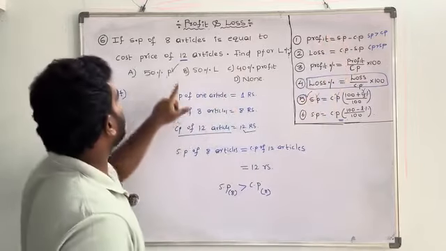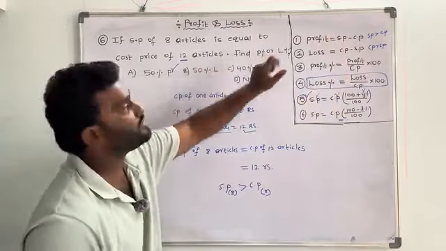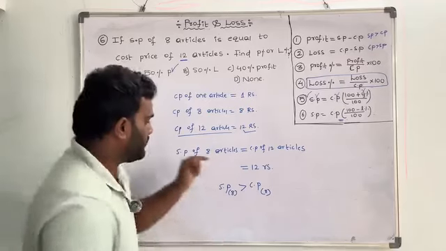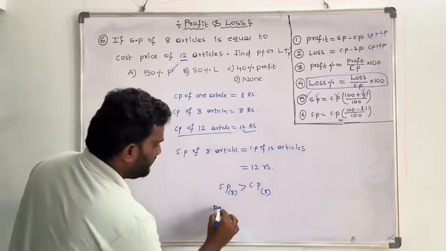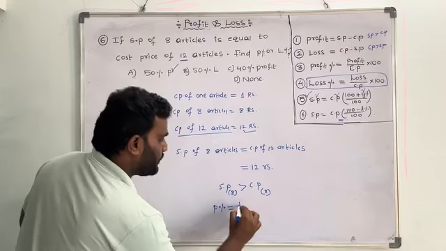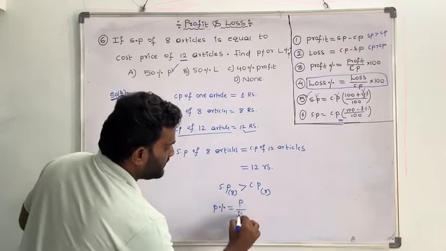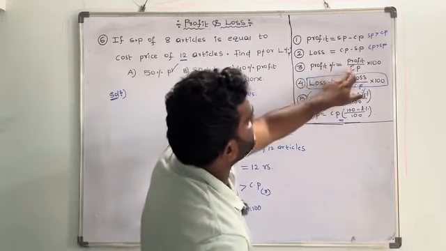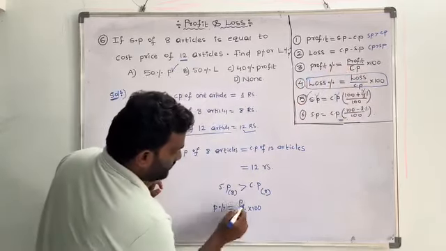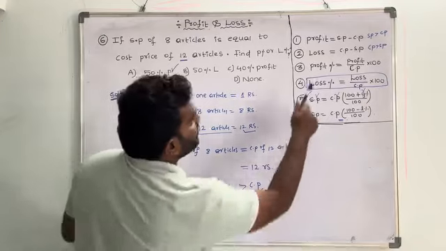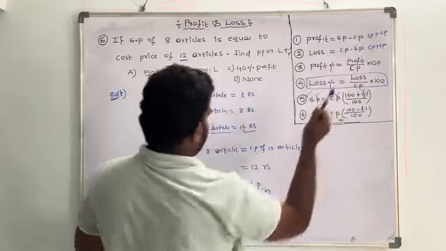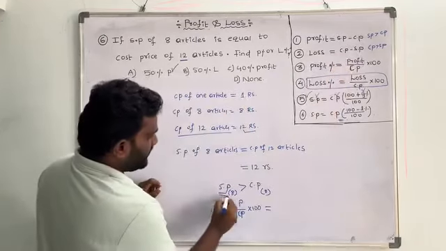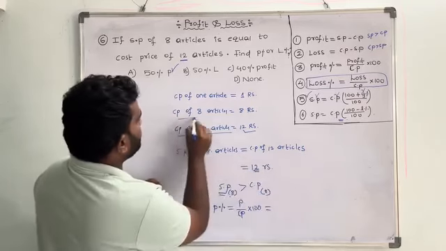So what is he asking? He is asking to find the profit or loss percentage, right? So what is the profit percentage formula? Profit percentage is nothing but profit by CP into 100. You can see the formula here. What is the profit formula here? We have profit equal to selling price minus cost price. What is the selling price here? 12. What is the cost price of 8 articles?